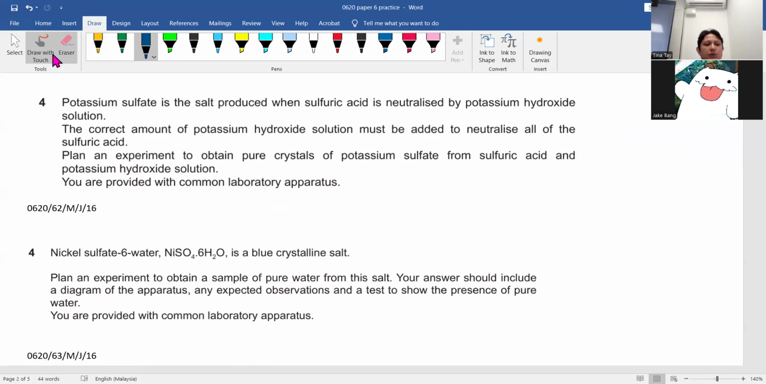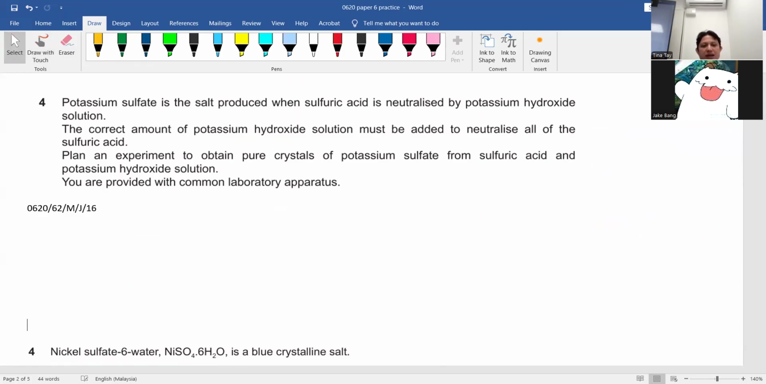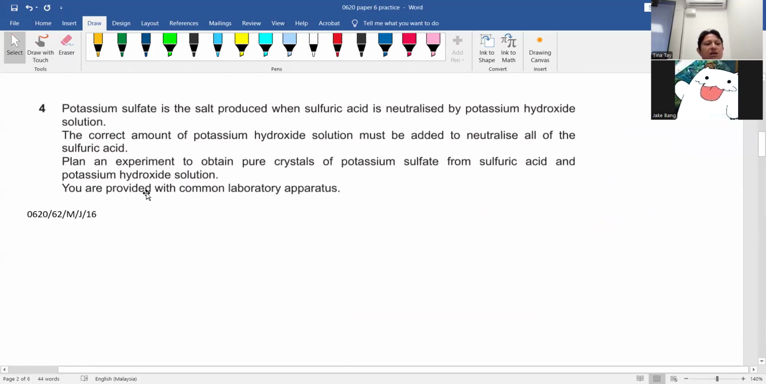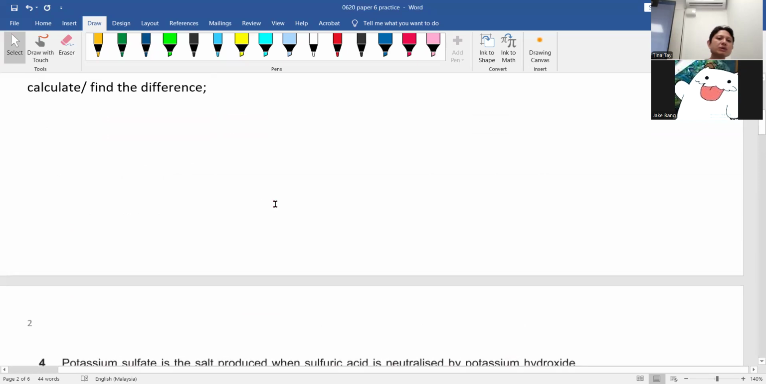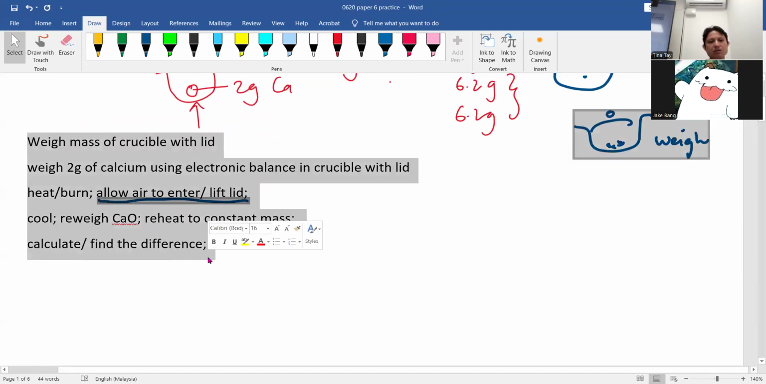Potassium sulfate is the salt produced when sulfuric acid is neutralized by potassium hydroxide. The correct amount of potassium hydroxide solution must be added to neutralize all the sulfuric acid. Plan an experiment to obtain pure crystals of potassium sulfate from sulfuric acid and potassium hydroxide solution. You're provided with common laboratory apparatus. Okay, can you just jot down what are the 6 steps that you will do to get 6 marks? Quickly, quickly. This one, don't worry, I will send the answer to you later.